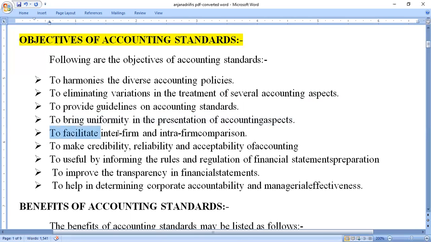And another objective here is that it facilitates inter-firm and intra-firm comparison. Inter-firm means you compare your books of accounts with another's. For example, X company compares its books of accounts with Y company. Intra-firm comparison means within a business organization, they compare one branch with another branch. So this facility is provided by the accounting standards.